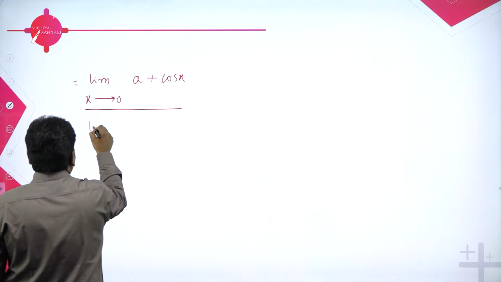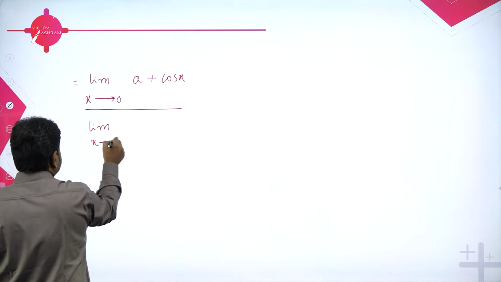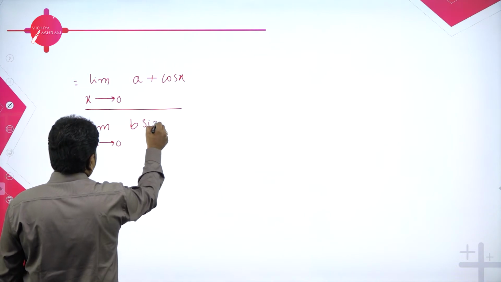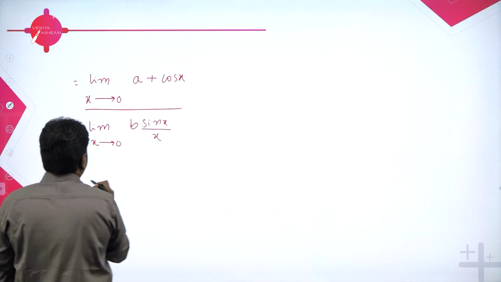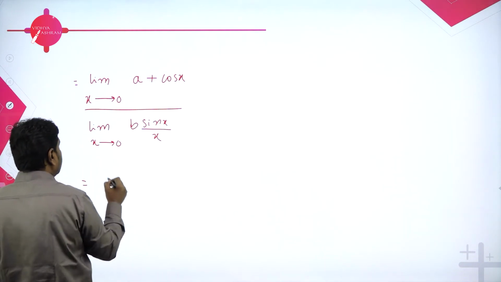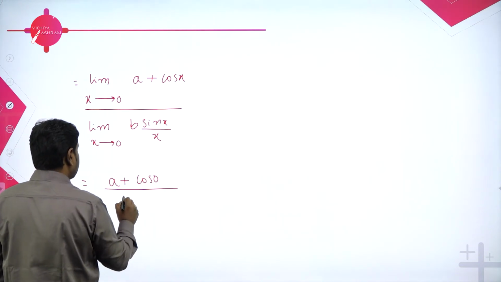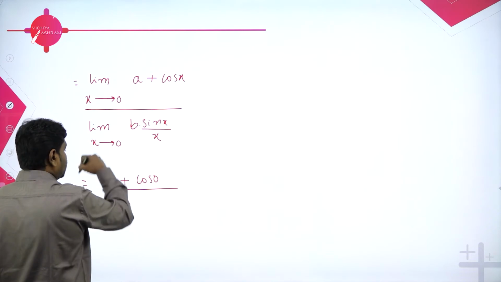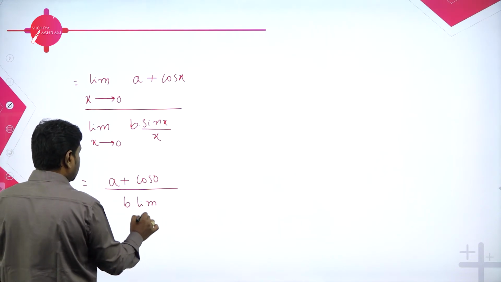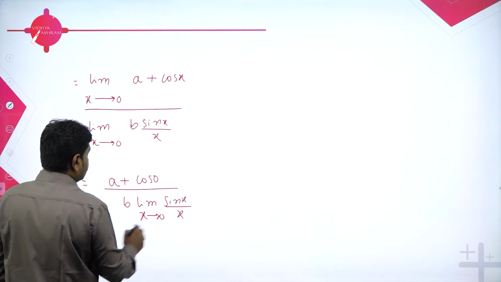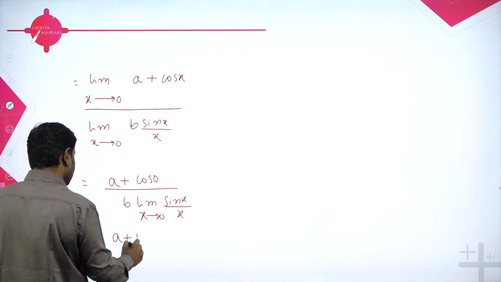In the denominator we have limit x tends to 0, b sin x by sin x. This is what is left out. Now in the place of x, put 0 in the numerator, so it will become a plus cos 0 divided by b. b is a constant, so take it out. Apply the limit only for the remaining part: limit x tends to 0, sin x by x. This is by theorem. The numerator is a plus cos 0, which is a plus 1.